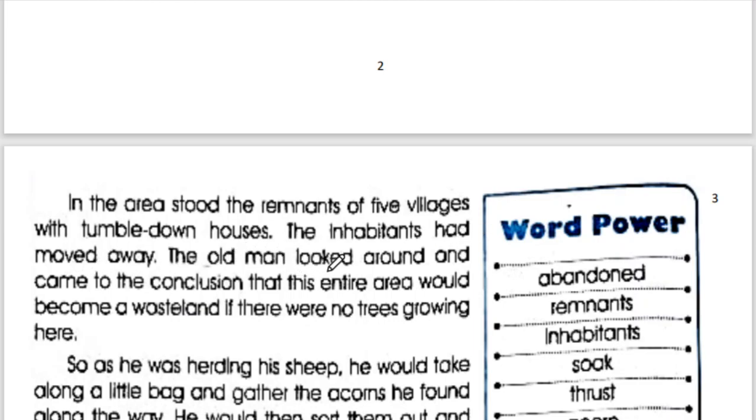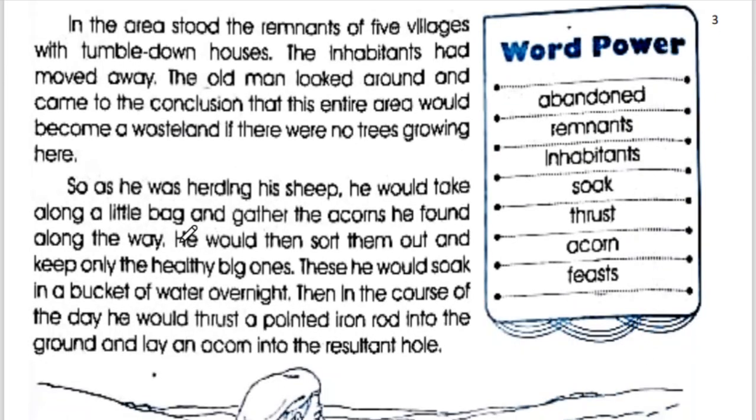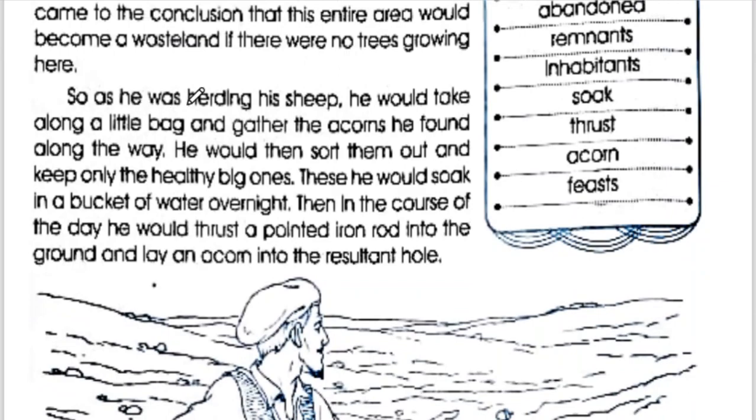The old man looked around and came to the conclusion that this entire area would become a wasteland if there were no trees growing here. So, as he was herding his sheep, he would take along a little bag and gather the acorns he found along the way. What is acorns? When we say acorns, the nut of the oak tree.